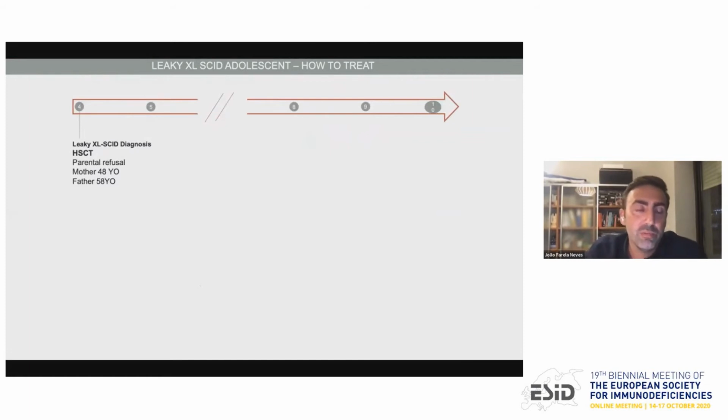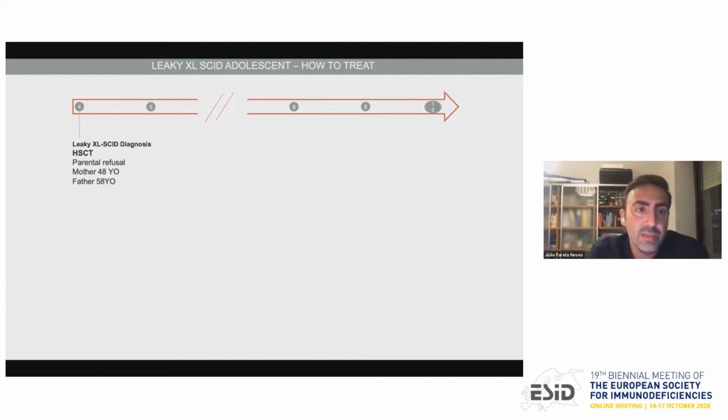So we had a 4-year-old boy with a leaky X-linked SCID diagnosis and a parental refusal for hematopoietic stem cell transplantation. These parents were a very dedicated couple, but an older couple, because the mother was 48. He was the only child of his mother, and the father was 58 years old. We sent them to our BMT unit, and they refused to have their son transplanted. So it was a very difficult decision.